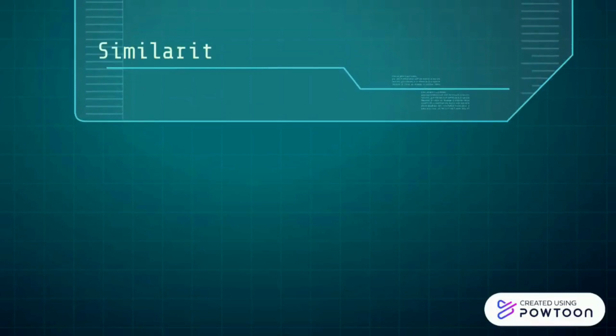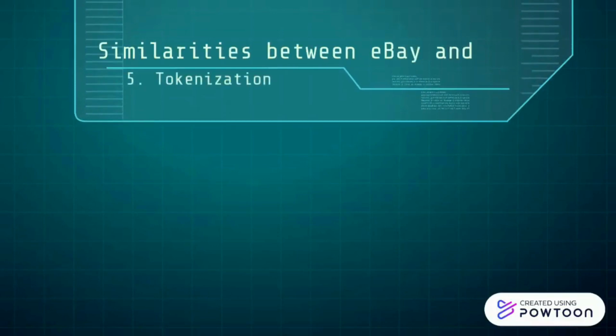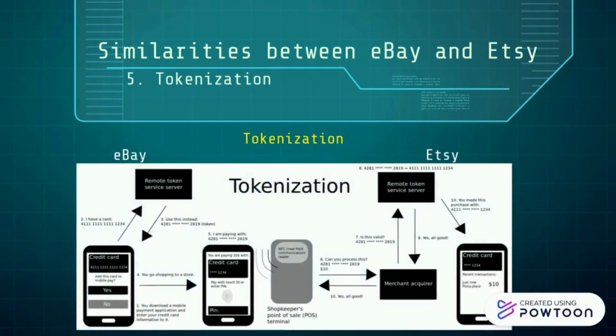Lastly, the payment security of eBay and Etsy is similar. To prevent credit card fraud, eBay and Etsy use the tokenization method, which is the process of replacing sensitive data such as a bank account number with a random string of characters, called a token. This tokenization method enables the tokens to pass through the internet or wireless networks to process the payment without exposing the actual bank details. Therefore, all the credit card information sent to eBay and Etsy is secure.